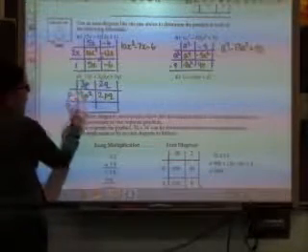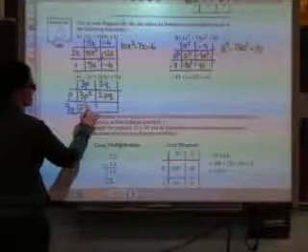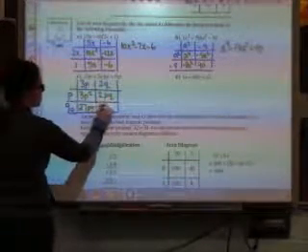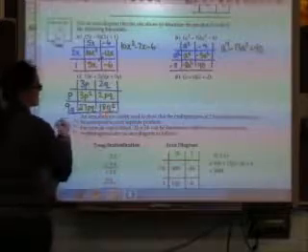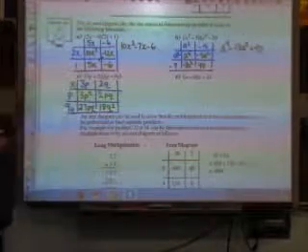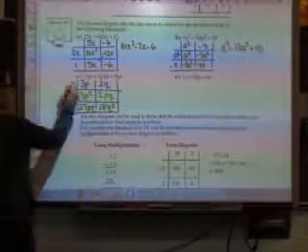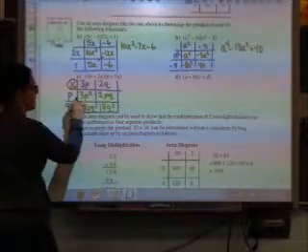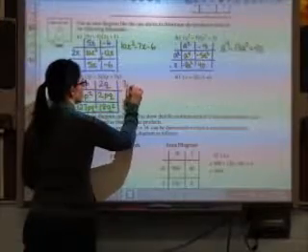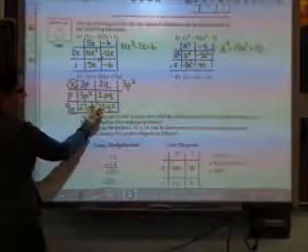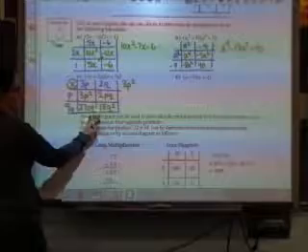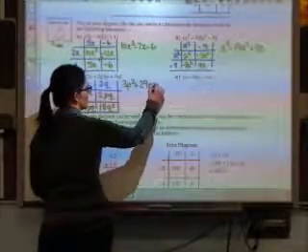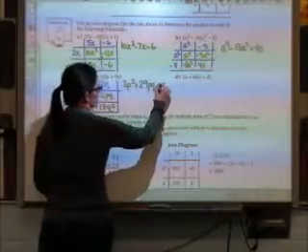So a 9q and a 3p gives me a 27pq. 9q and 2q, 18q squared. Because remember, I'm multiplying each time. That's my operation. So now I write this out. I've got my 3p squared. Here are my like terms, I have 2 PQs and 27 PQs. That gives me 29 PQs. And then my 18 Q squared.